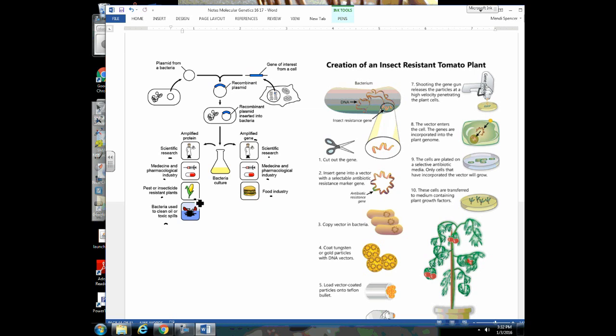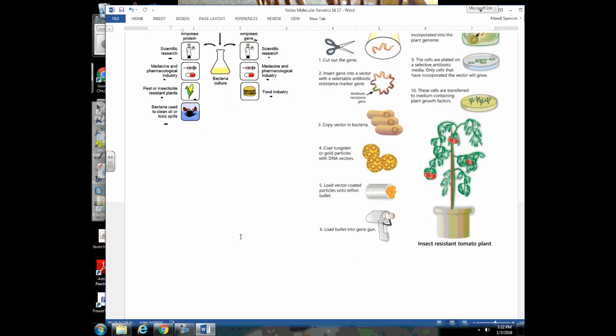Now, I want to go through a process so you can understand how we can take recombinant DNA and use it to modify an organism. Whenever we modify an organism, they are called GMOs. And we're going to talk more about GMOs later on in a lecture. But I want to introduce some other technologies that we can use related to GMOs and gene therapy.